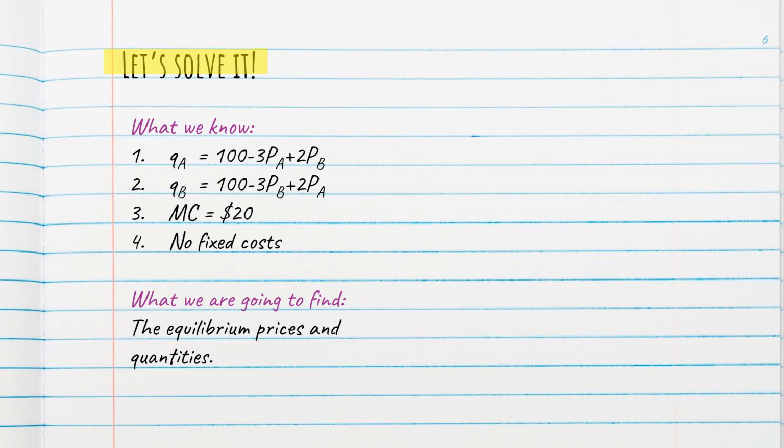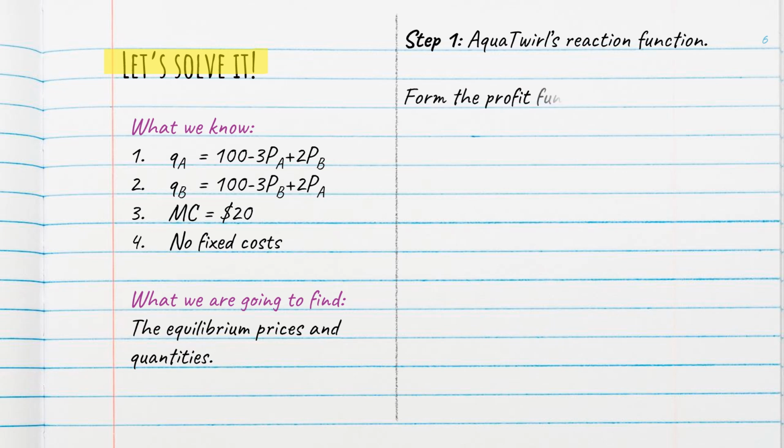So our process here is to use profit maximization. We're going to start with AquaTwirl. We want to develop AquaTwirl's reaction function, and we're going to do so through profit maximization, but at the core of this profit maximization is going to be a price decision. So my goal is to build a profit function that depends on prices, not quantities. Let's start with a baseline formula. The profit for AquaTwirl is equal to the price they're going to charge minus their marginal cost times the number of units they're going to sell.